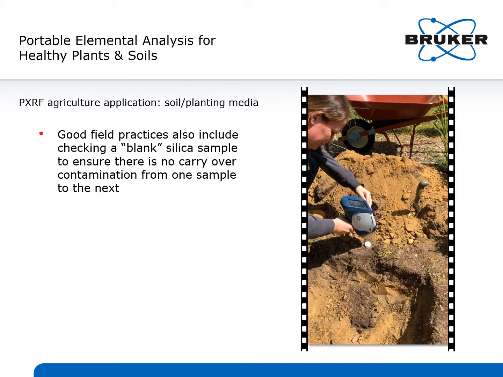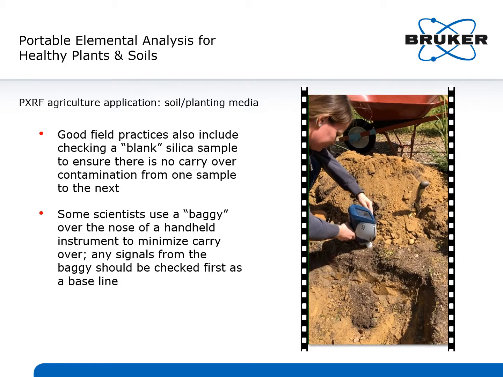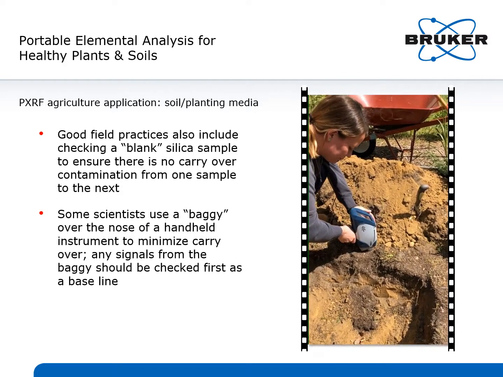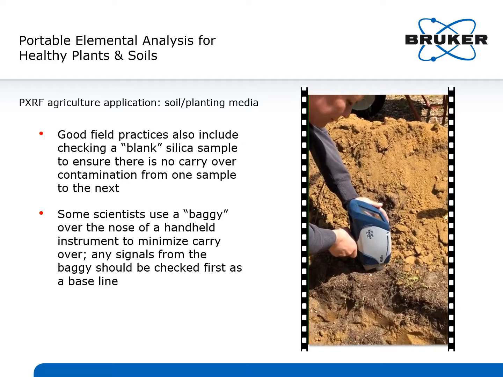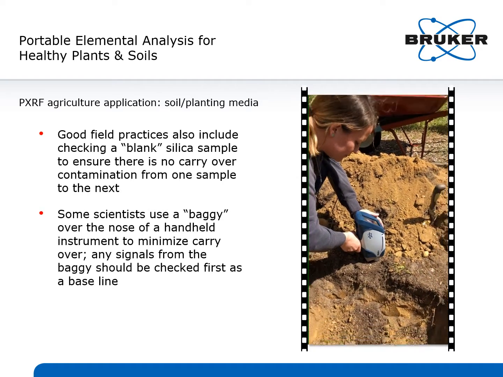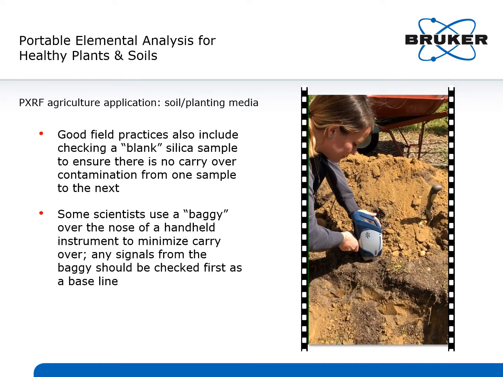Another thing field scientists should have on hand is a blank silica sample to ensure each measurement is representative only of the sample being tested. Many field scientists use baggies over the nose of a handheld to minimize carryover from one sample to the next. That also helps increase the lifetime of the window on the nose of the analyzer.